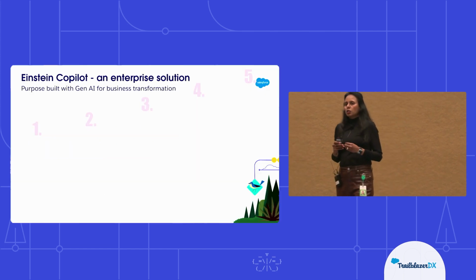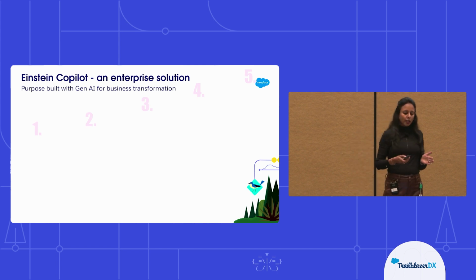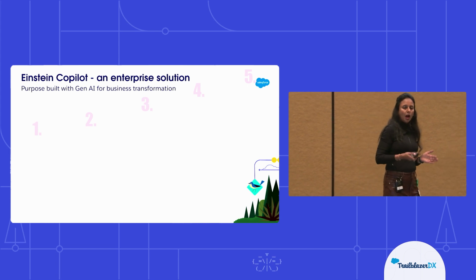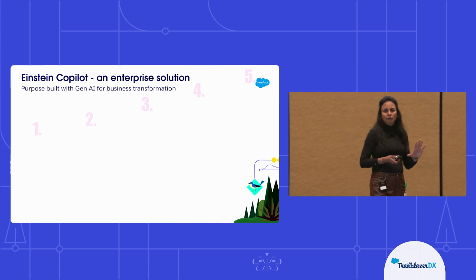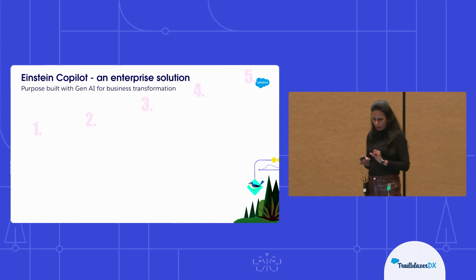All right. So when you are looking at an enterprise-grade solution, it is of paramount importance to pay attention to not just what it does, but how it does what it does. And that's why the points that I'm about to make are noteworthy. There are 5 characteristics that I want to highlight for you about Einstein Copilot.